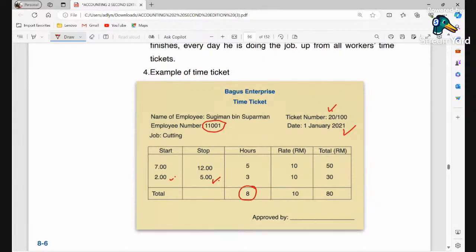Alright, so kalau katakan 1 jam rate dia ialah RM10. So untuk the Sugiman bin Suparman ni, dia punya labor will be 80 ringgit in total. Okay, so this is only for one worker tau. Seorang pekerja saja. So kalau you have more than one, that means you akan ada a few time tickets lah. And time tickets ni awak kena kira sebab you nak kena kira gaji dia.